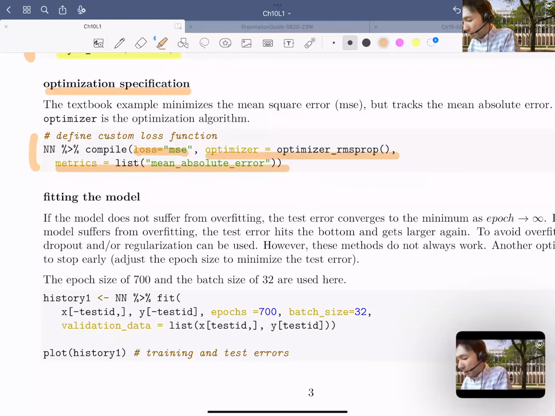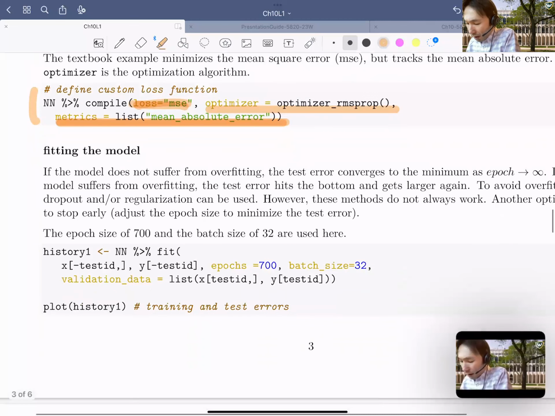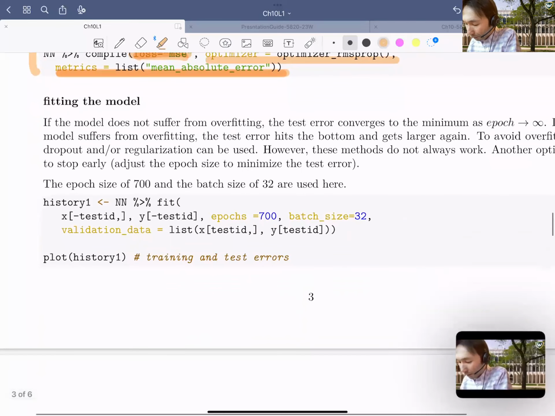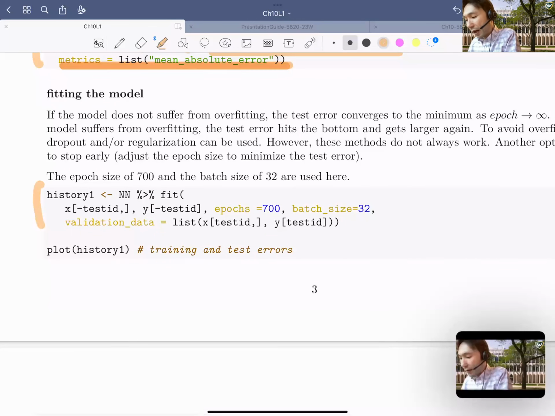Metrics, this is the final error function to be reported. So in this code we minimize MSE, but we use MAE, mean absolute error, as output. So we have some discrepancy here. Later we fix it, but this is the textbook's example. Then finally we fit. Then the calculation starts. Maybe it takes 1 minute. And we specify the number of epochs and the batch size. Then this is validation data.